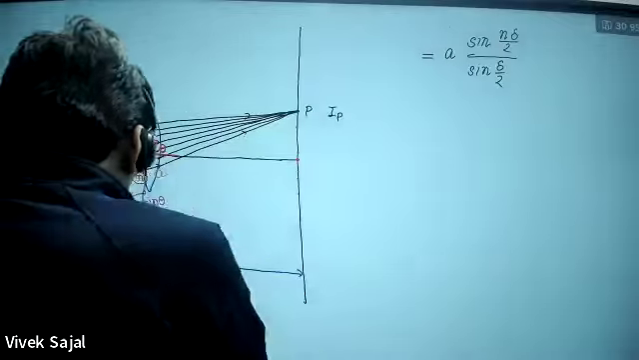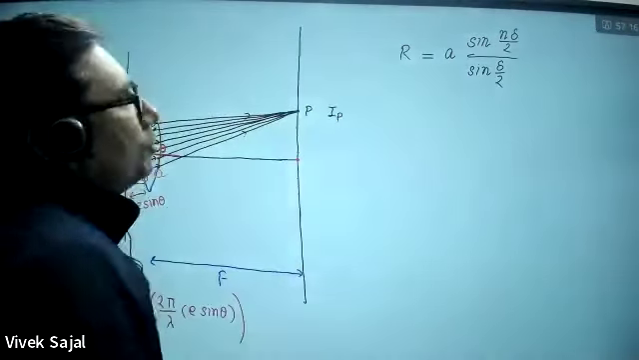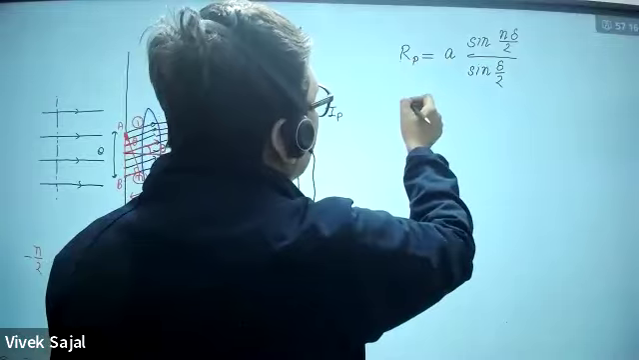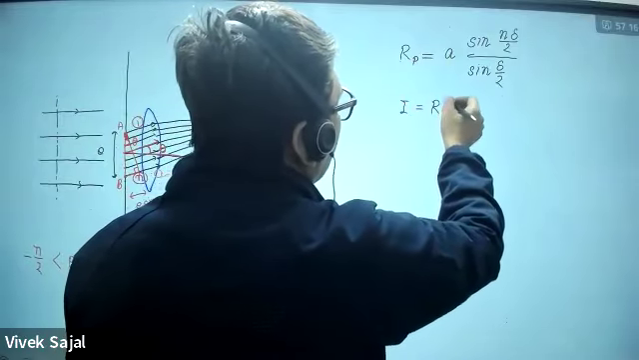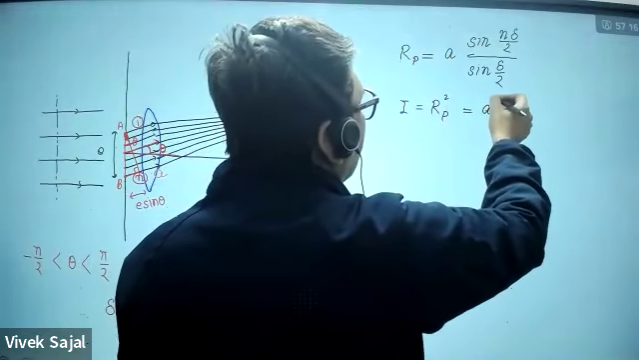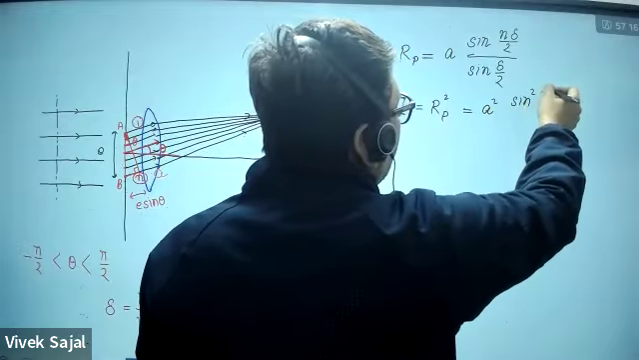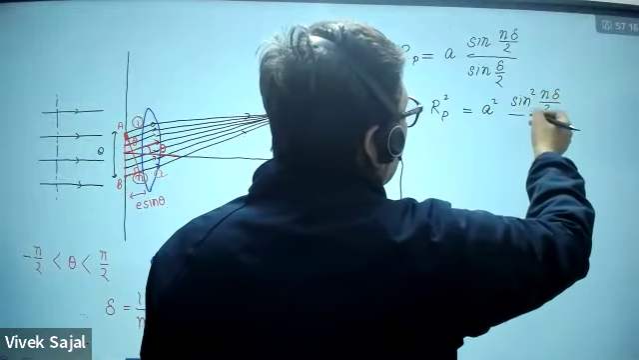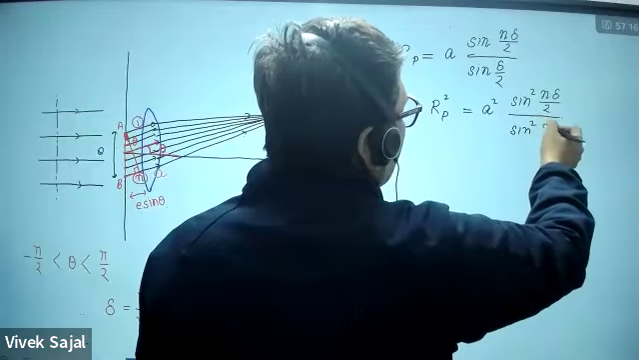So this is the resultant amplitude at point P. What will be the intensity? Intensity will be Rp square. So this will be A square sin square(n delta by 2) divided by sin square(delta by 2).